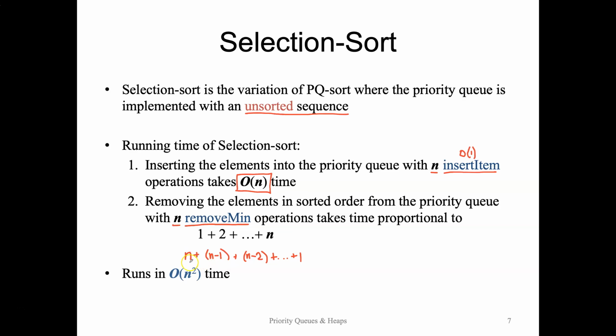It will help at this point to remember the summation of this sequence. Adding up all of the first n integers gives n times n plus 1, all over 2. We'll see this quite a bit. So this is a total of big O of n squared. Our first while loop takes linear time, and our second while loop takes quadratic time, which means our total running time is big O of n squared. This is that dominant term. So selection sort is big O of n squared. This is how we can sort using a priority queue where we use an unsorted sequence to implement that priority queue.